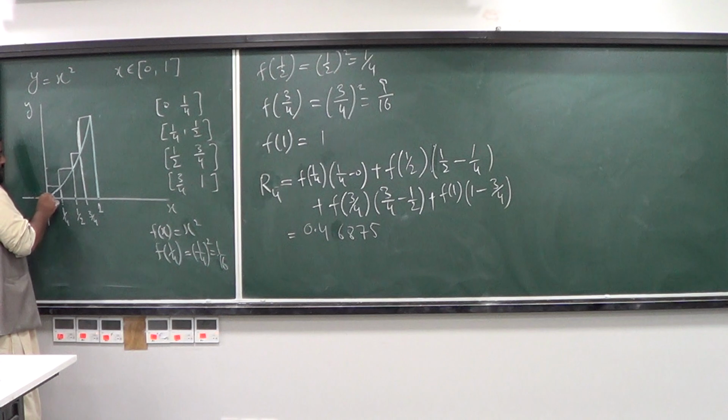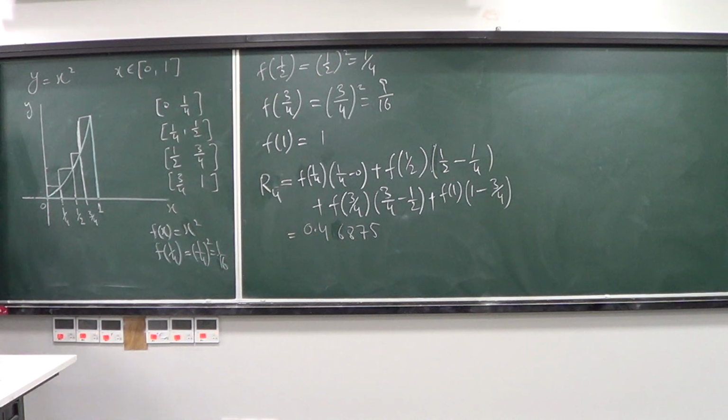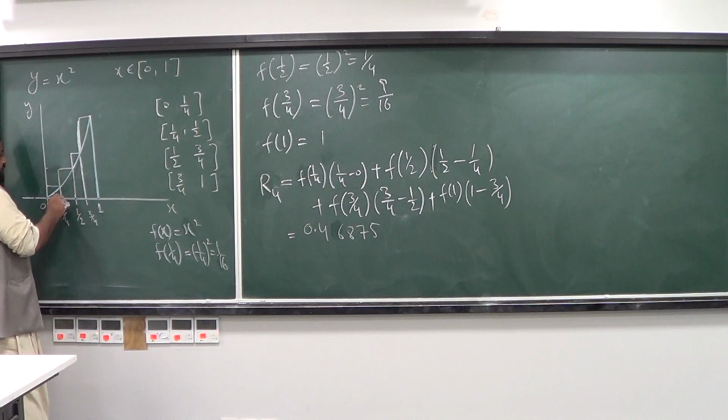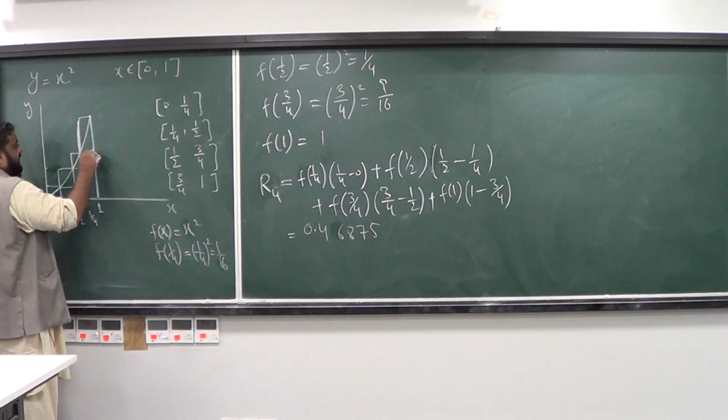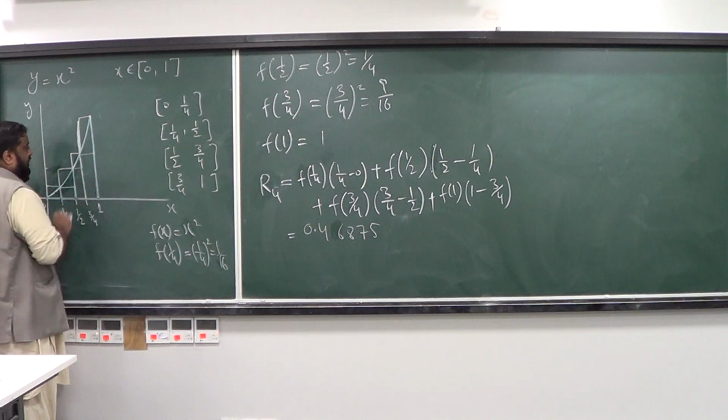In this subinterval, if I choose the left hand point, what should be the height of the rectangle? It's going to be 0, because for f(x) equal to x squared, f of 0 is 0. So there will be no rectangle in the first interval. In the second interval, if I choose the left hand point, then this is the area of the rectangle, and this is the area of the rectangle.